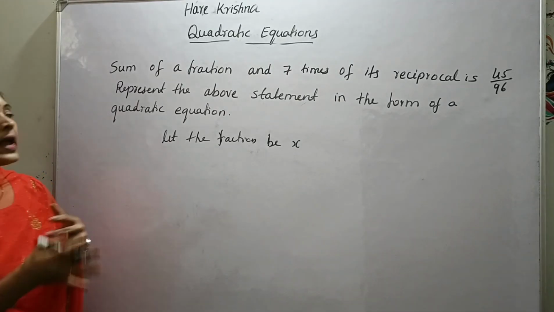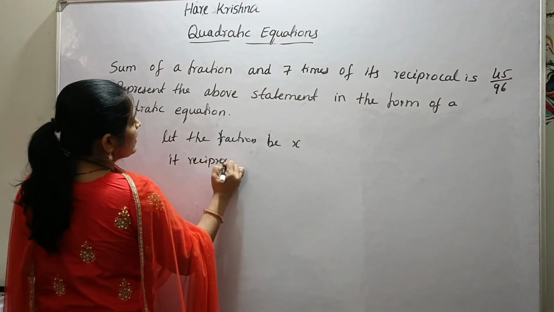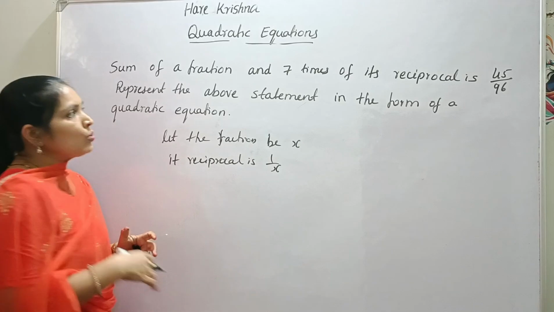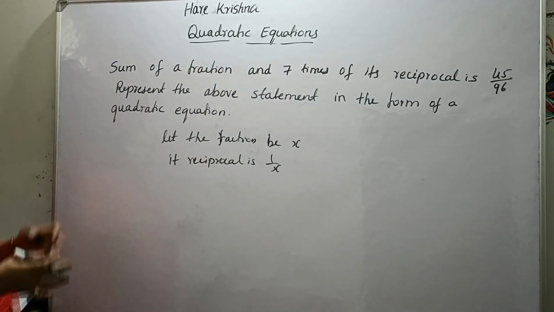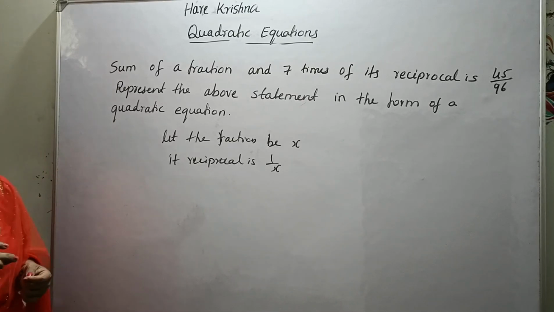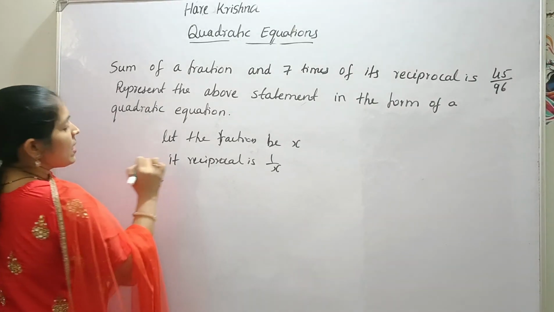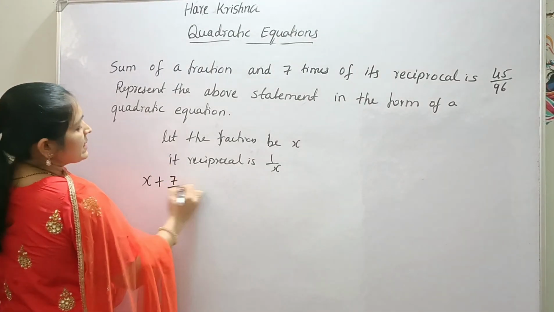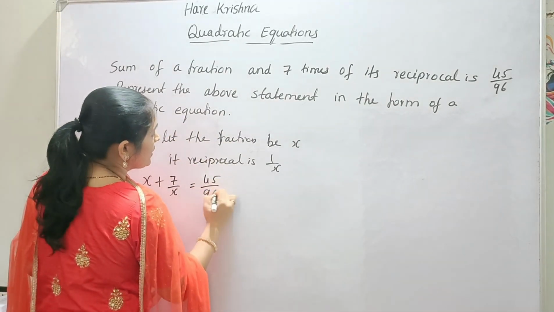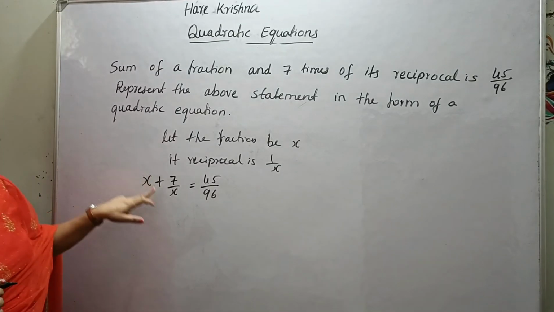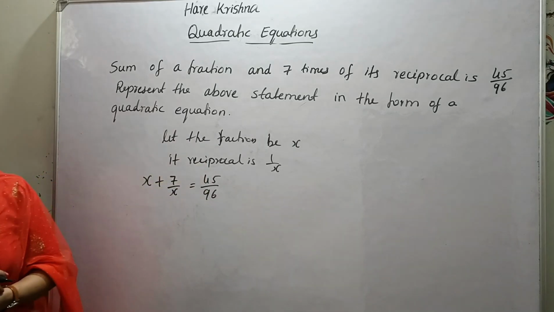Then what is its reciprocal? Its reciprocal is nothing but 1 by x, right? Now 7 times its reciprocal, that is 7 into 1 by x, that is 7 by x. So what is the statement? Sum of a fraction and 7 times its reciprocal. That is, sum of the fraction x plus 7 by x is equal to 45 divided by 96.